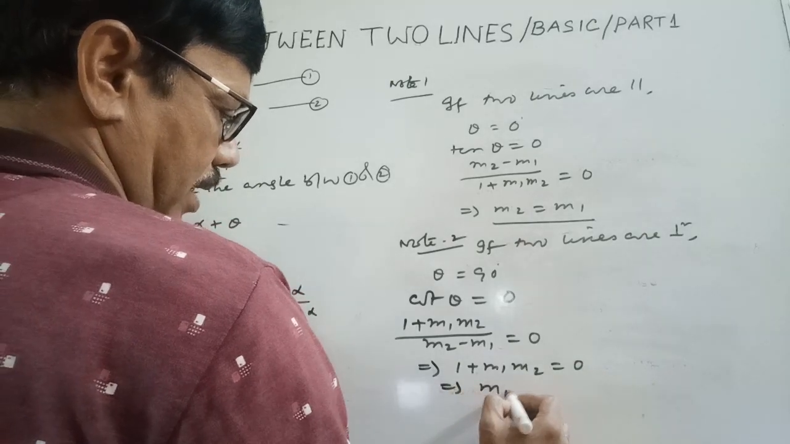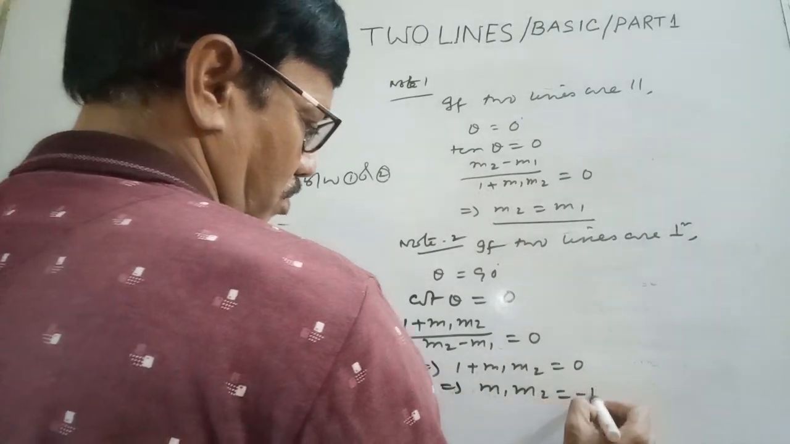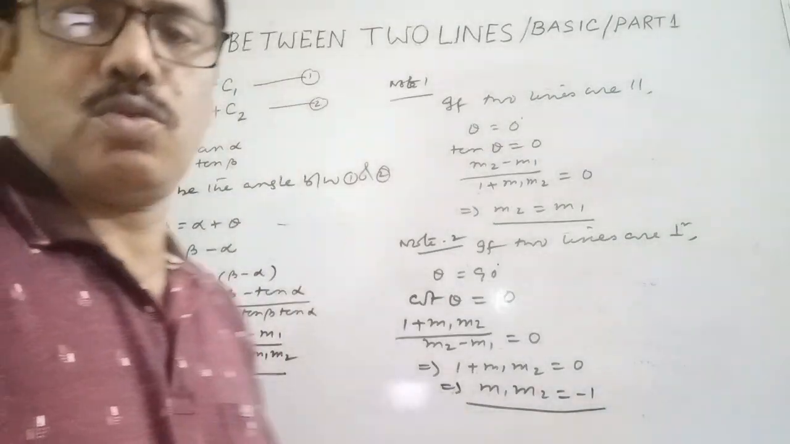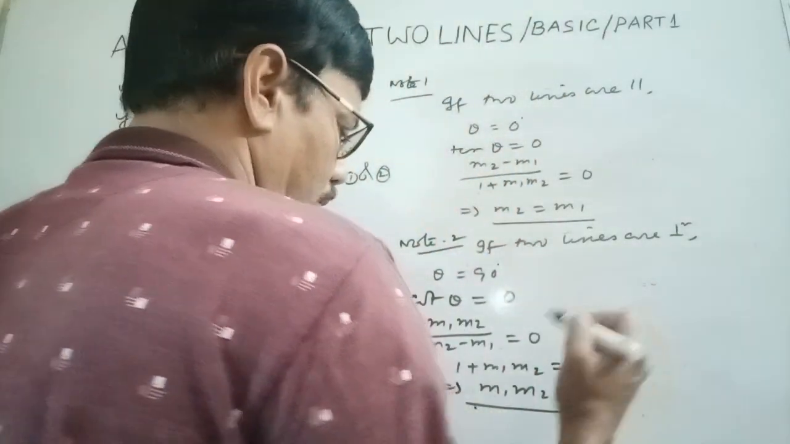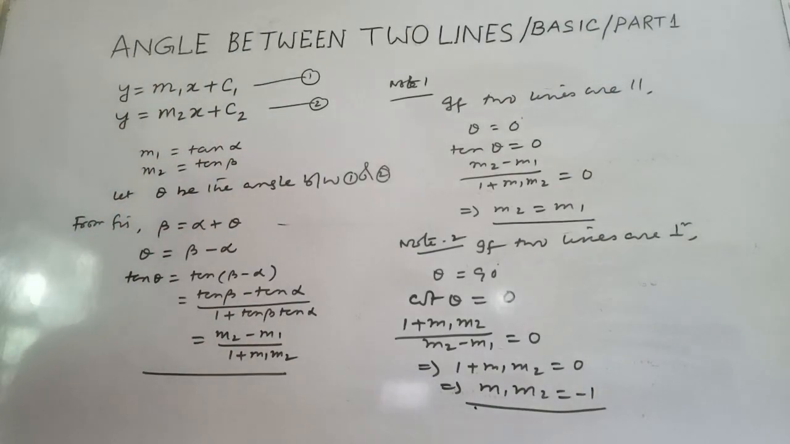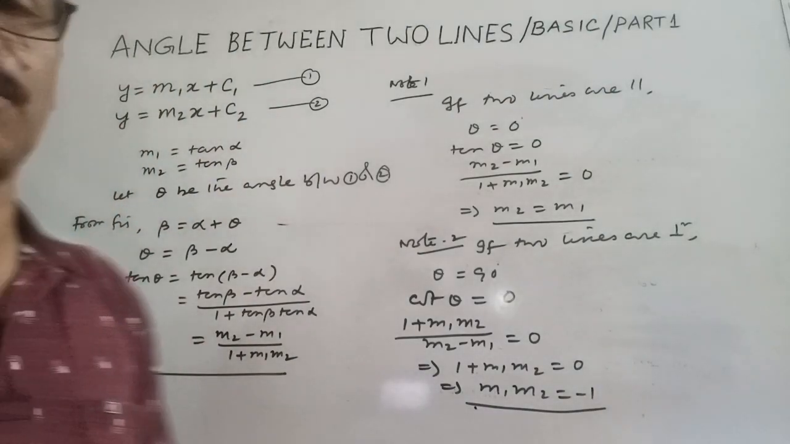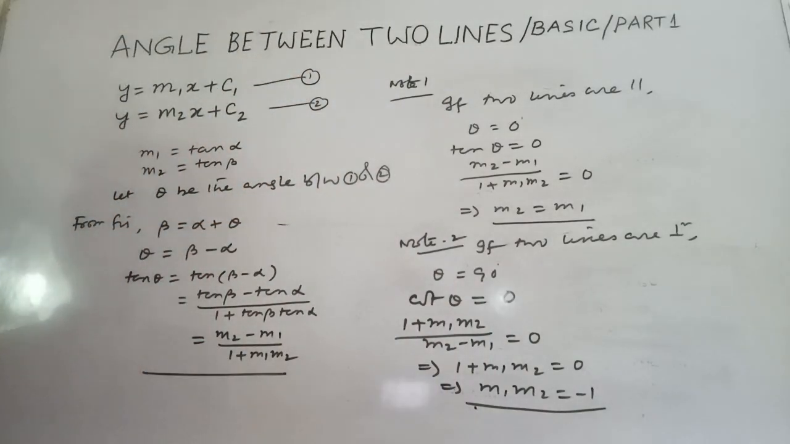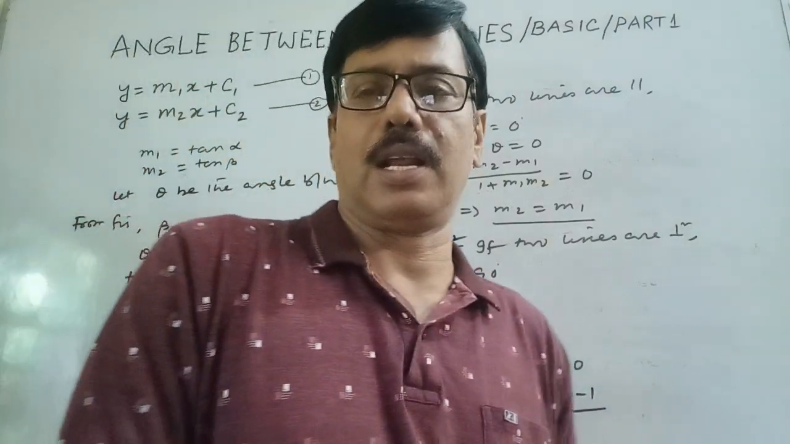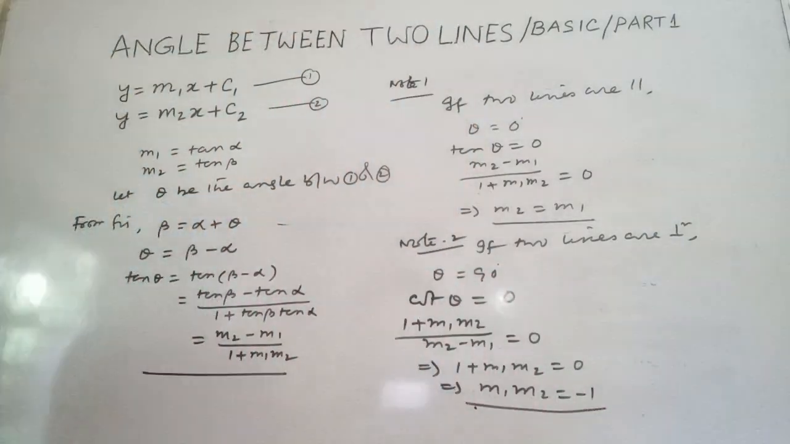So m1 m2 equals minus 1. So two lines will be perpendicular if the product of their slopes is minus 1. So these are our working tools: the angle between two lines, the condition of parallel straight lines, and the condition of perpendicular straight lines.